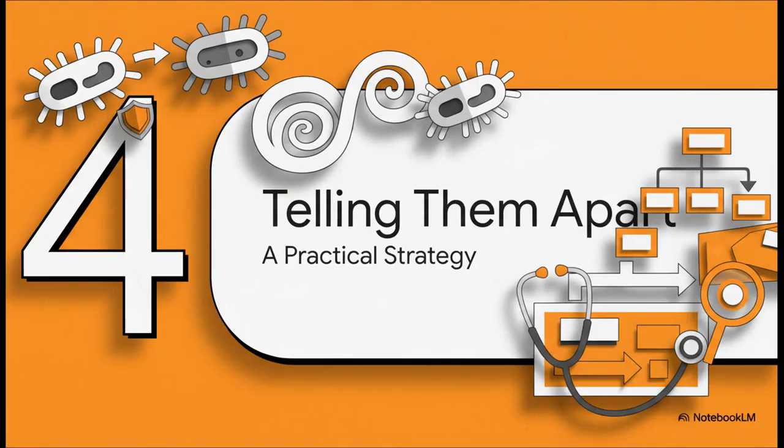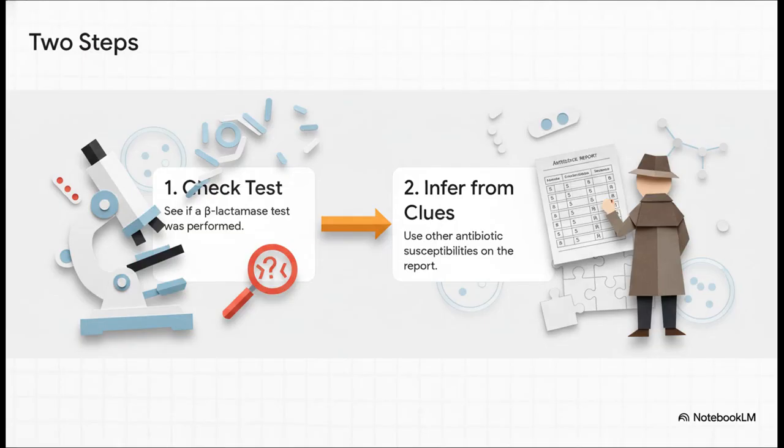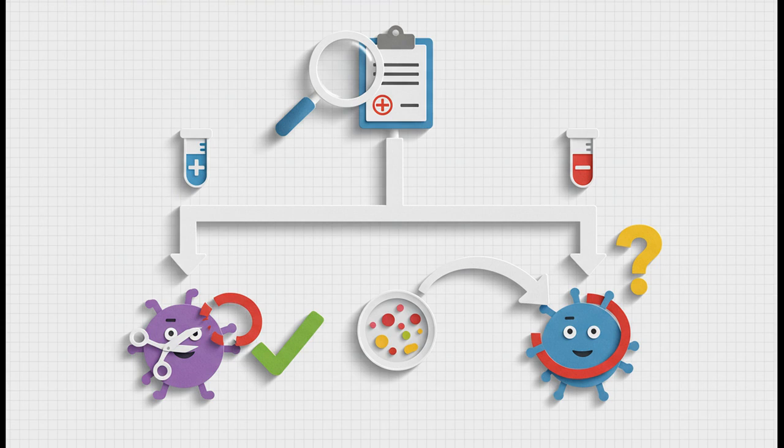Okay, so theory is great. We know there are two types, and we know clavulanate only works on one of them. But how do we, as clinicians, actually figure out which one we're dealing with in the real world? Well, thankfully, there's a pretty clear strategy. It really just boils down to a simple two-step process. First things first, check if the lab ran a direct beta-lactamase test. I mean, that's your smoking gun right there. If they didn't, then we have to play detective and figure out the answer from the other antibiotic results on the report. So let's break down those clues.